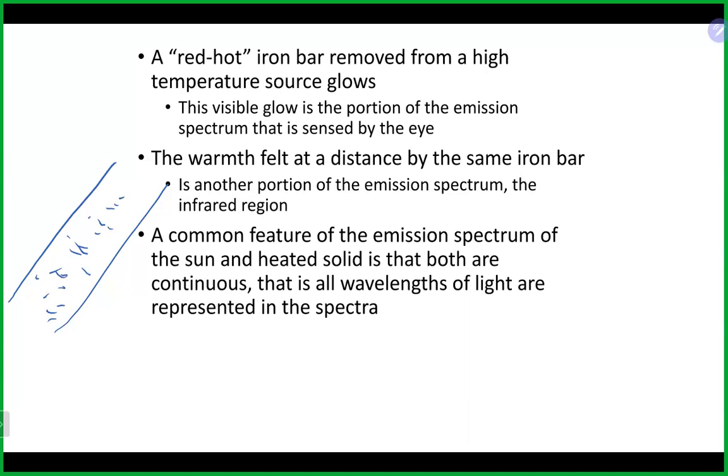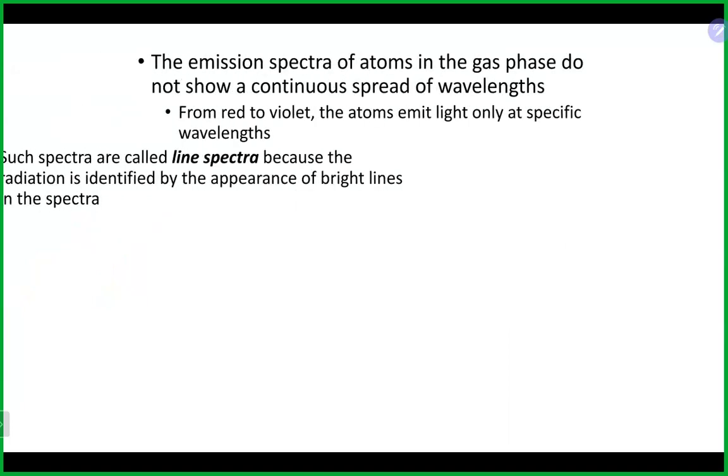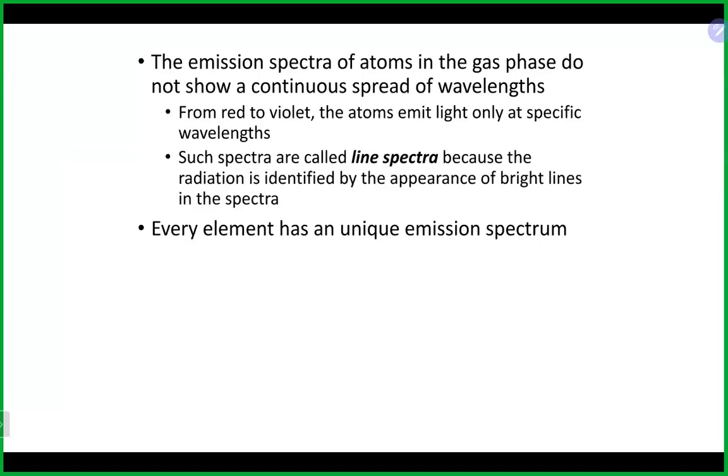And this continuous spectrum occurs with the sun or things lit by the sun and also heated solids. Now, the emission spectrum of atoms in the gas phase does not show this kind of continuous spread of wavelength. We see what is referred to as a line spectrum. And a line spectrum is pretty much what the name implies. It is basically distinct colors. I'm going to change the colors here.